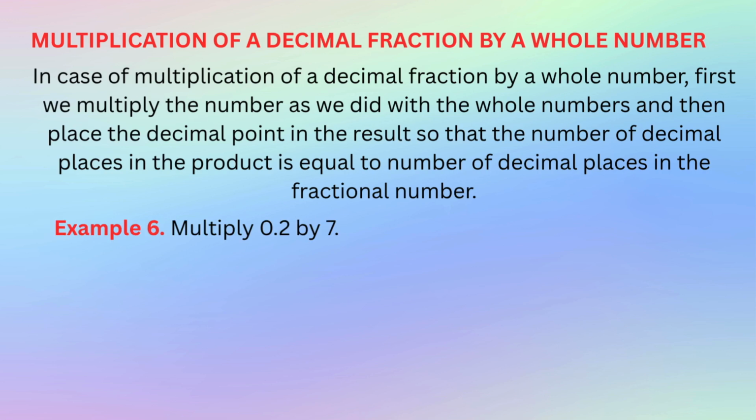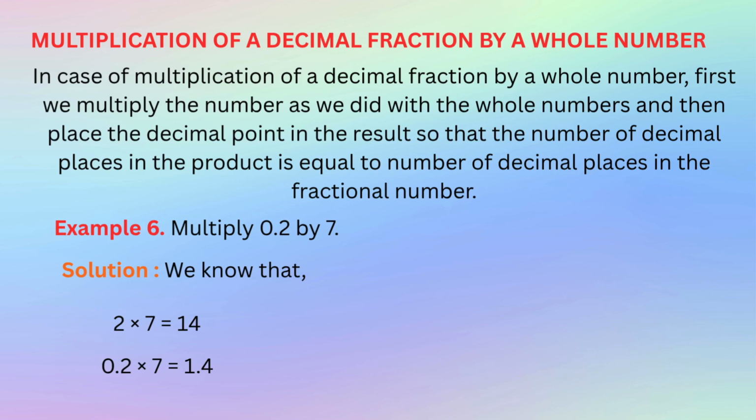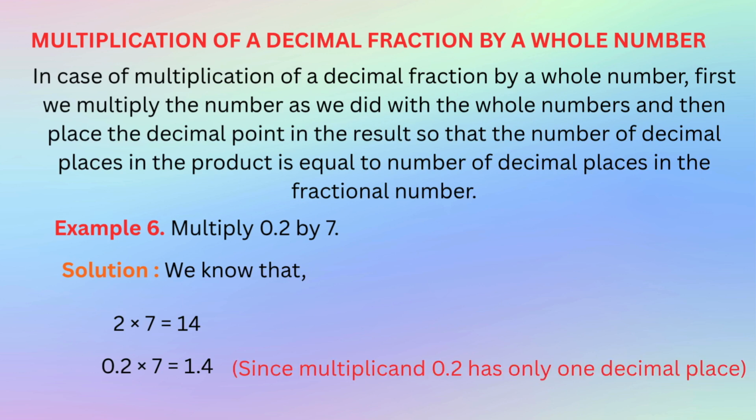Example 6. Multiply 0.2 by 7. Solution. We know that 2 times 7 equals 14. 0.2 times 7 equals 1.4, since multiplicand 0.2 has only one decimal place.